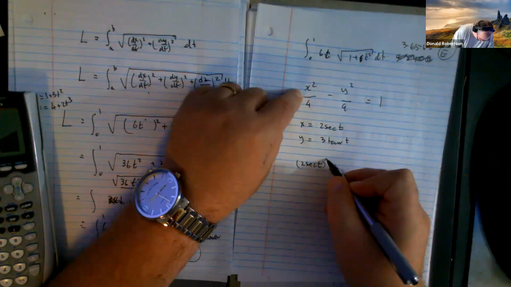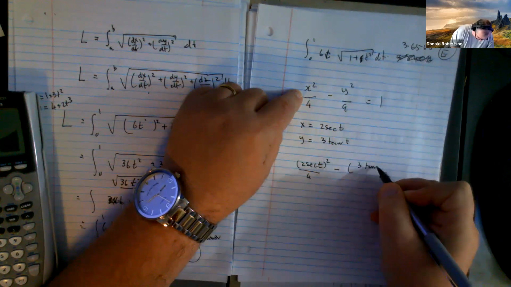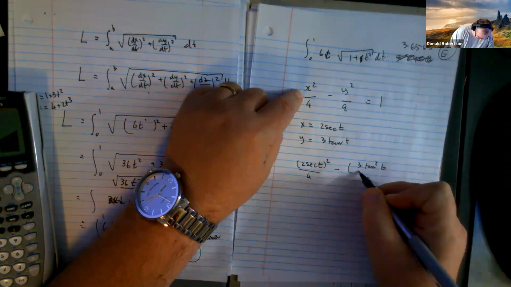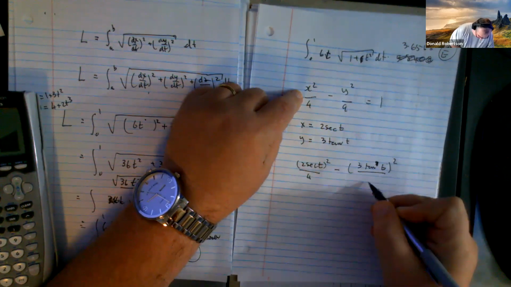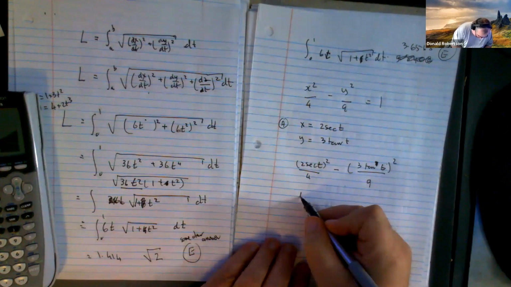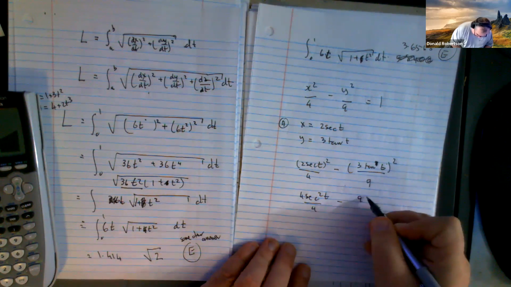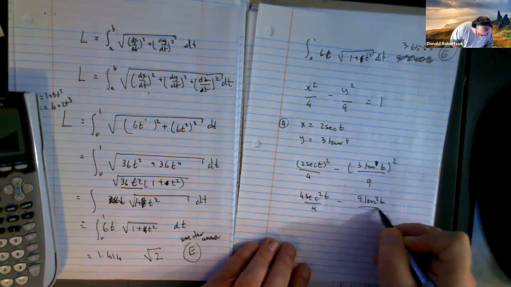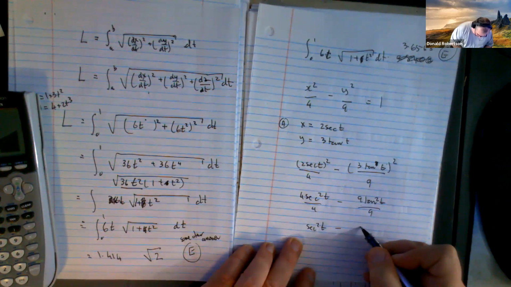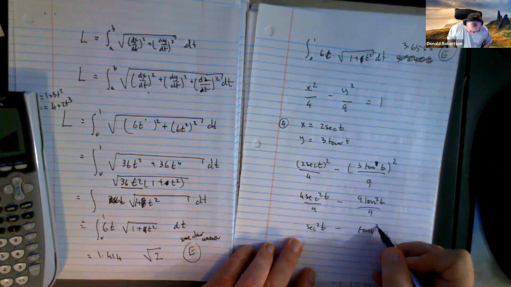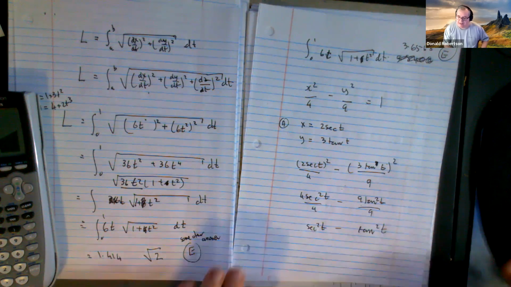2 secant t squared over 4, take away 3 tan t squared, get it right, over 9. Okay, so 4 secant squared over 4, take away 9 tan squared over 9. That becomes secant squared t, take away tan squared t. Right, is that equal to 1?